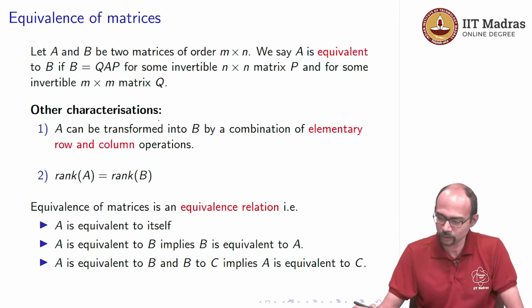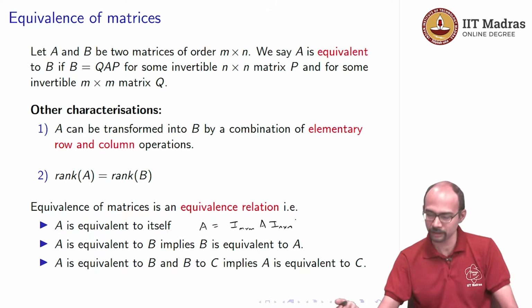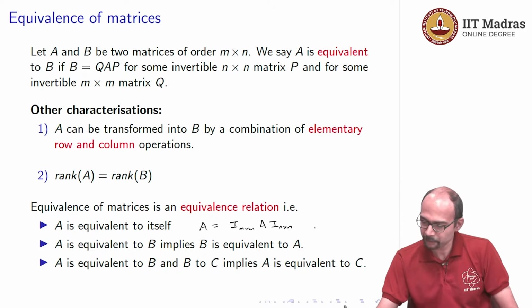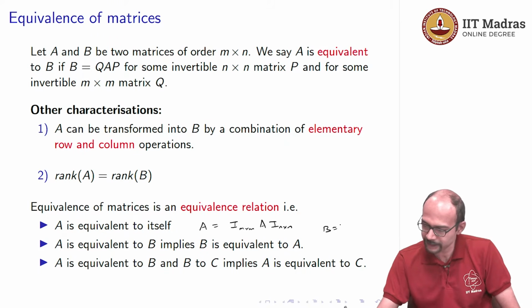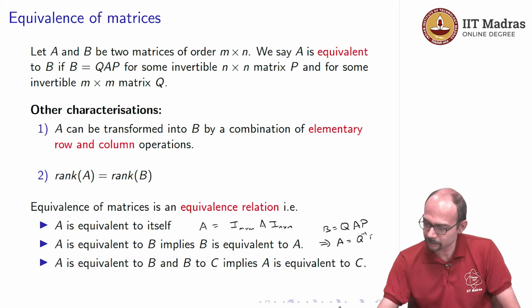Okay, so let us quickly write down how to do this. A is equivalent to itself because you can write A as identity m cross m times A times identity n cross n. Of course, identity matrices are invertible. A is equivalent to B implies B is equivalent to A. Well, we know that A is equivalent to B, that means B is equal to Q times A times P, and that implies, by multiplying by the inverses, that A is equal to Q inverse times B times P inverse.